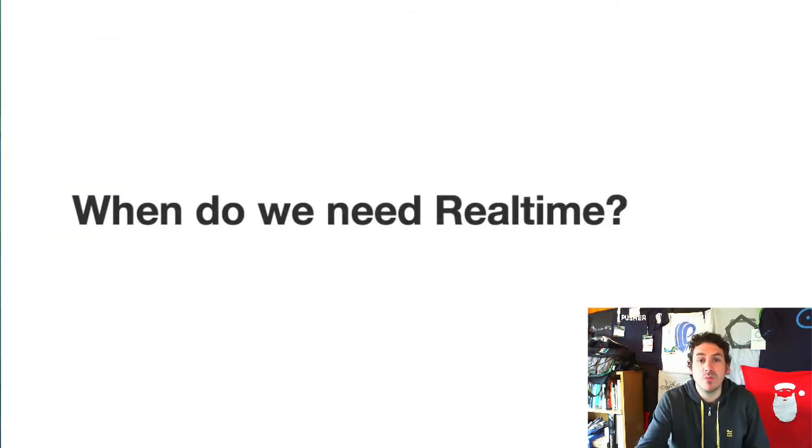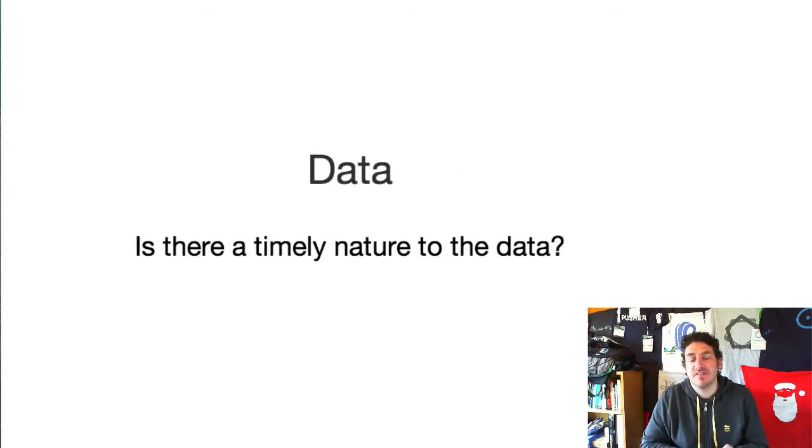So I want to address when we need real time, because we're here to talk about real time, and I want to demonstrate where it plays parts in some of these previous examples. And where really depends on, for me, two things. The first thing is the data, and is there a timely nature to that data? Is there value in getting it quickly? And I think importantly, does it maintain context?